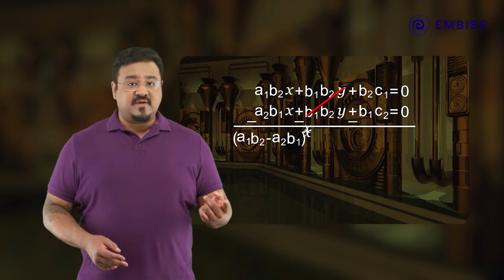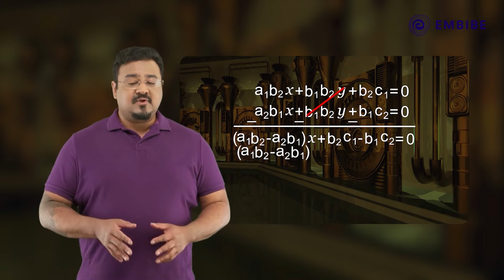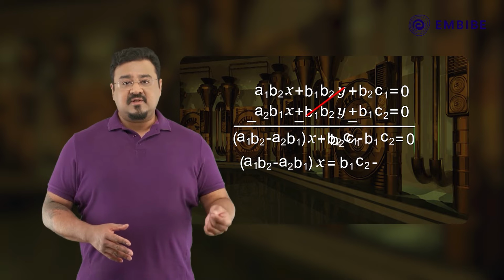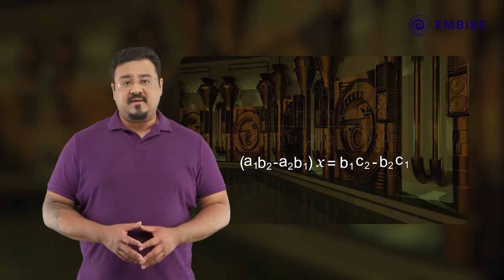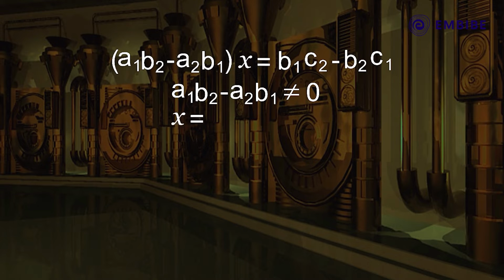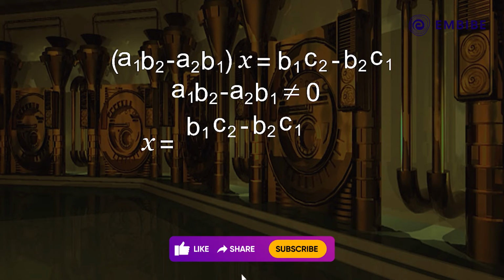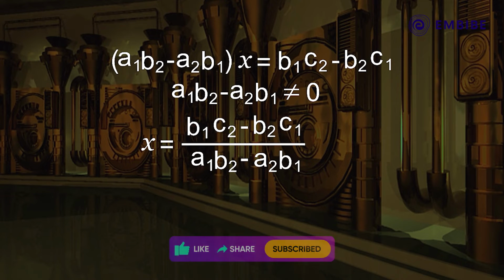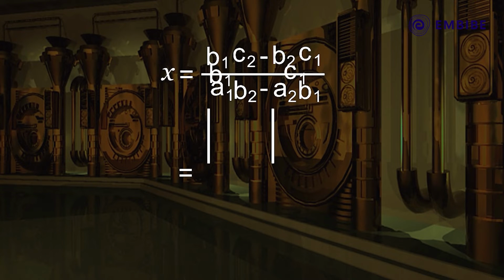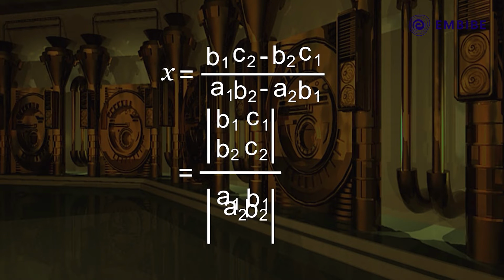Subtracting the second equation from the first, we get (a1b2 - a2b1)x = b1c2 - b2c1. If a1b2 - a2b1 is not equal to 0, then x = (b1c2 - b2c1) / (a1b2 - a2b1), which is equal to the determinant of [b1 c1; b2 c2] over the determinant of [a1 b1; a2 b2].